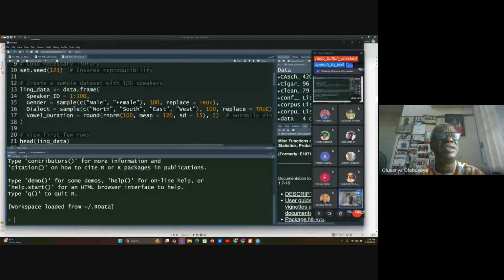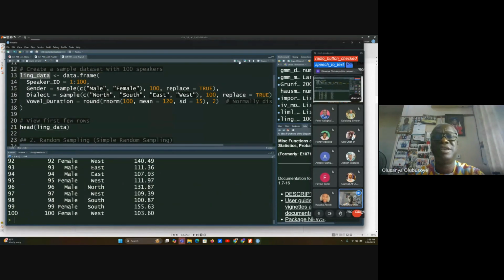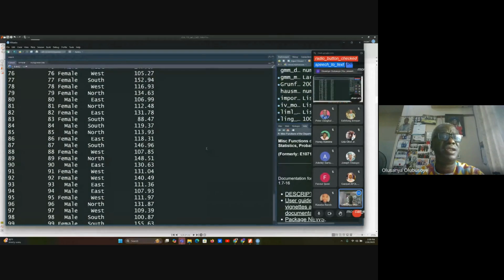Let's suppose that we have a group of speakers, let's say 100 speakers, and we want to select from them. So I'm going to simulate the data using the script, the codes here. So we can see the data. So this is the data.